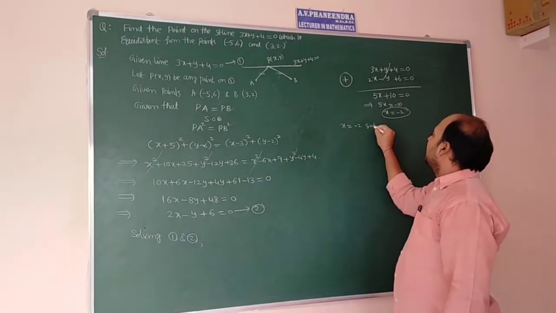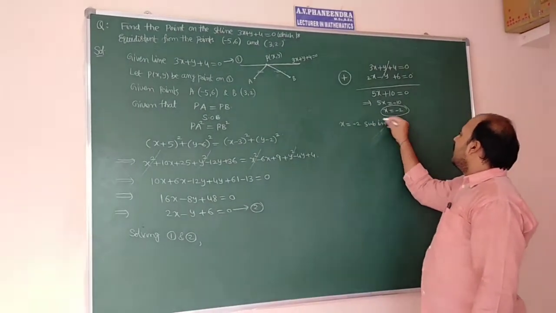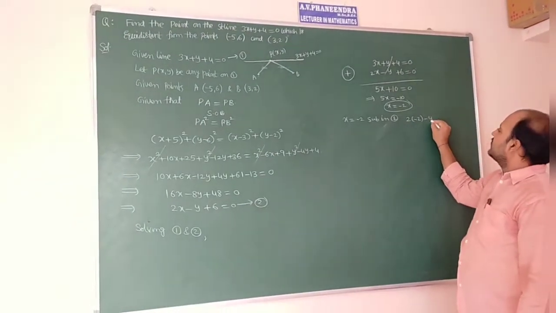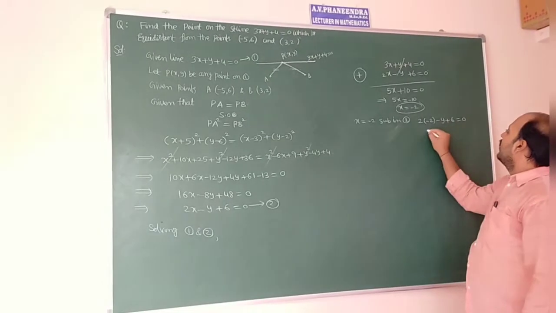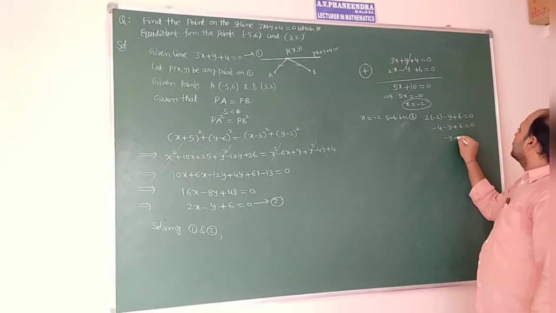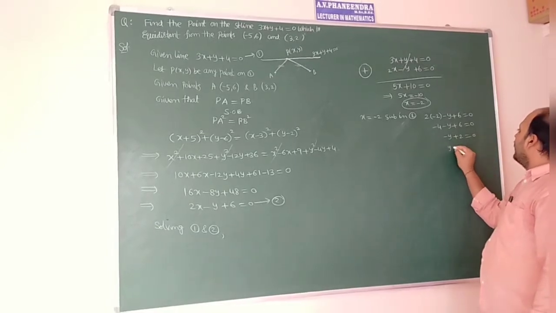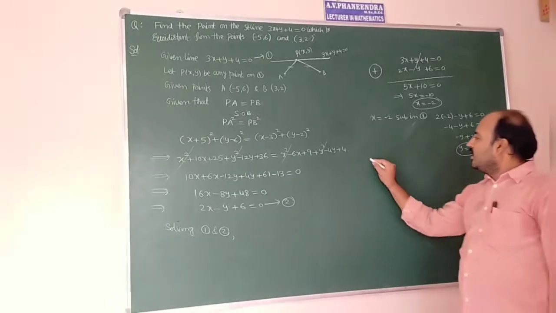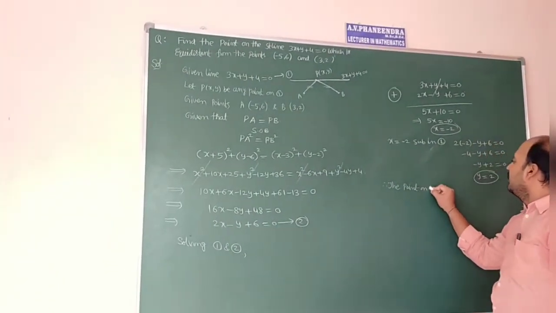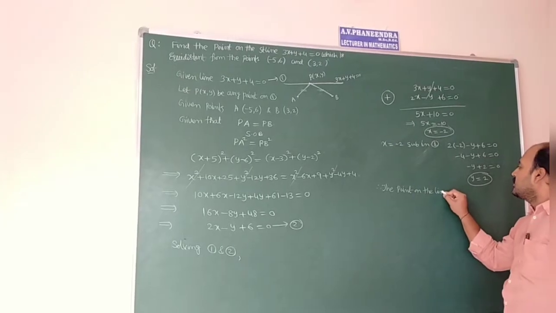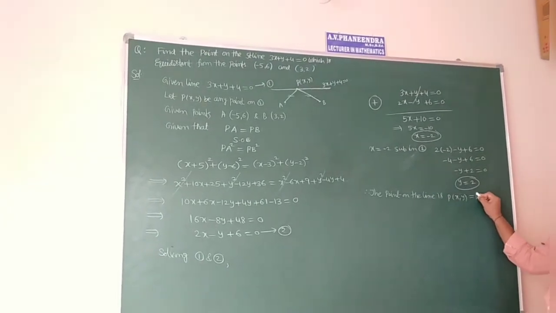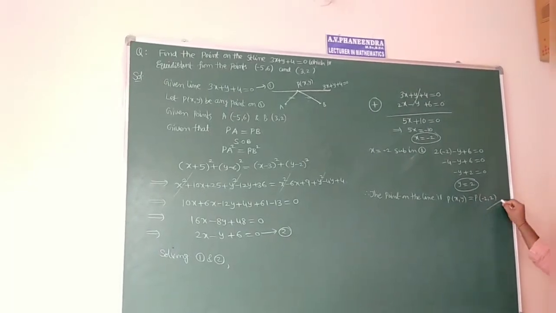Substitute in either the first equation or the second. I am substituting in the second equation. So 2 into minus 2, minus y plus 6 equal to 0. Minus 4 minus y plus 6 equal to 0. Minus y plus 2 equal to 0. Therefore, y is equal to 2. Therefore, the point on the line is P of x comma y is equal to P of minus 2 comma 2.